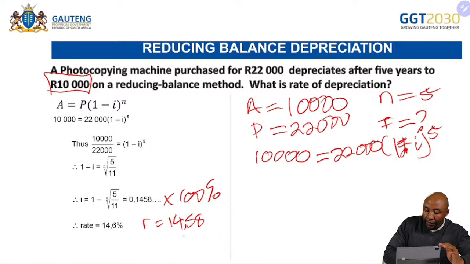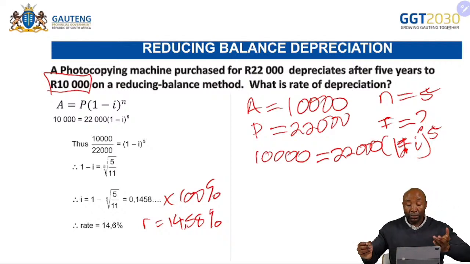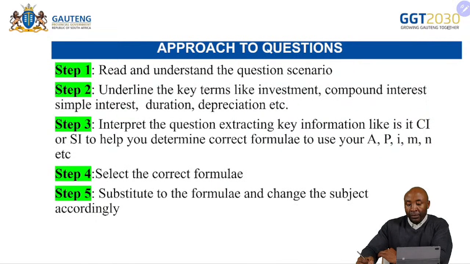That will give us 14.58%. If it is to 2 decimal places, because that's what we normally have, round off your answers to 1 decimal place or 2 decimal places. To 1 decimal place, it will be 14.6%. To 2 decimal places, it will be 14.58%. We move on now.